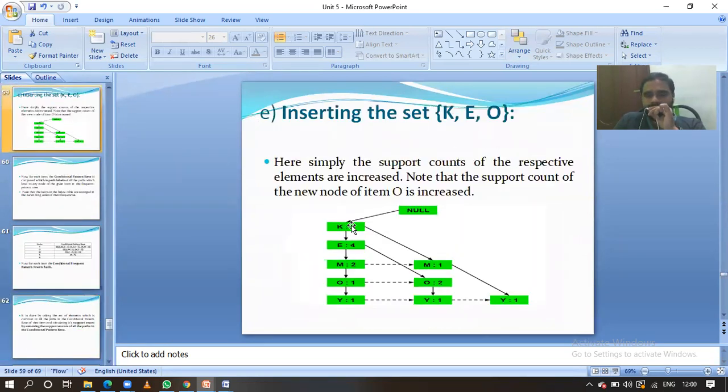Okay, initially previously it is 4, that is incremented by 1, which means 5. Next we have E. We already have the path from K to E, and previously the value is 3. Increment that by 1, which means 4. After that O. We already have the path, but previously the value is 1. Now increment that value by 1, that is O is 2, guys.